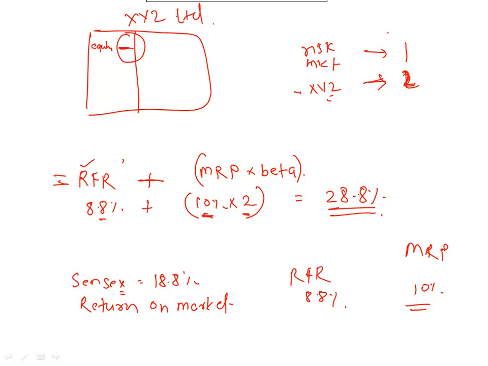Which is the riskier? XYZ, compared to the market. Sensex is less risky. Why? If Sensex moves by 10%, your security XYZ would move by 20%. So since XYZ is more volatile, it is the riskier security.